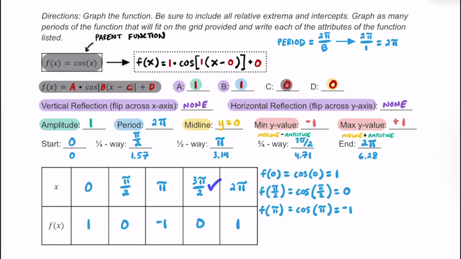Next, what about when x is 3 pi over 2? So if we take f of 3 pi over 2, this is 270 degrees, or the negative y-axis.